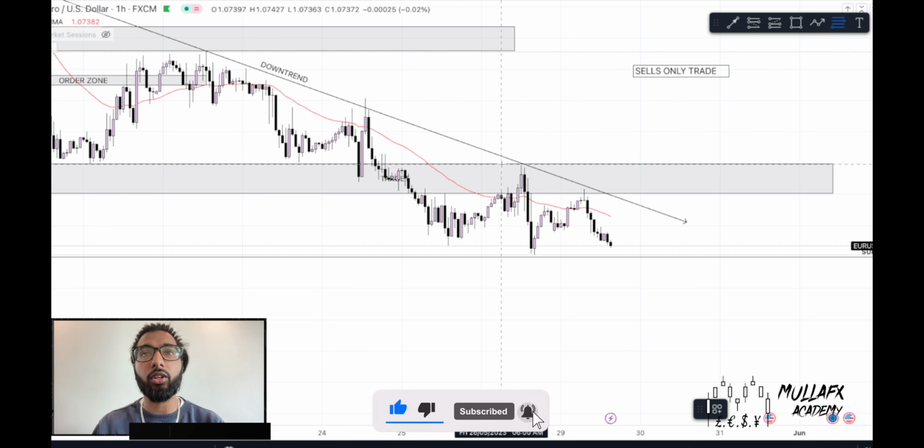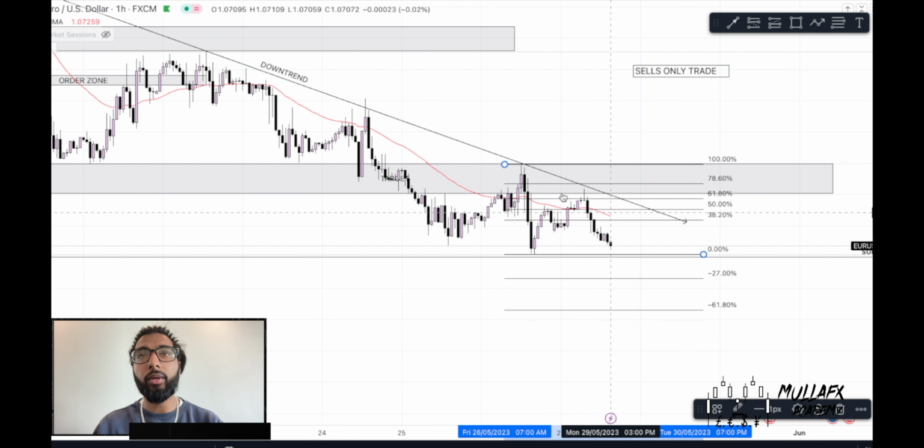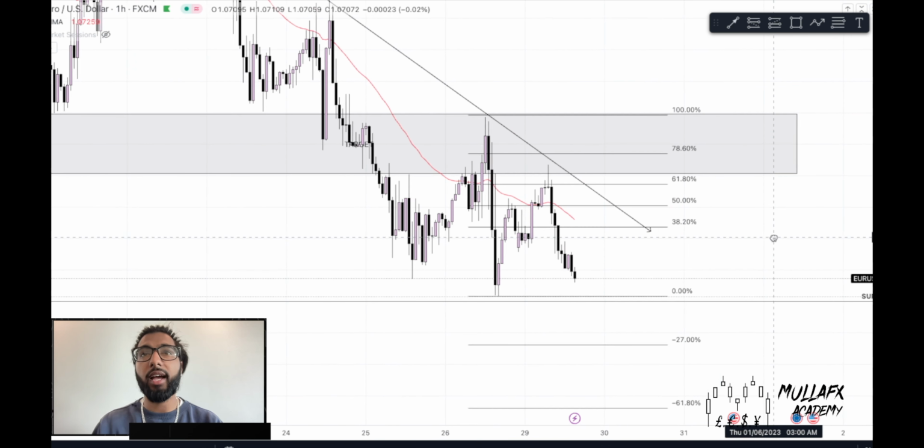So if we draw a Fibonacci retracement from up here all the way down to here, we can see price closed really nicely on our 61.8 extension. Again, if you don't know how to use the Fibonacci retracement tool, make sure you go check out my video for that. It's a very simple breakdown. Go check it out on my channel and make sure you subscribe.